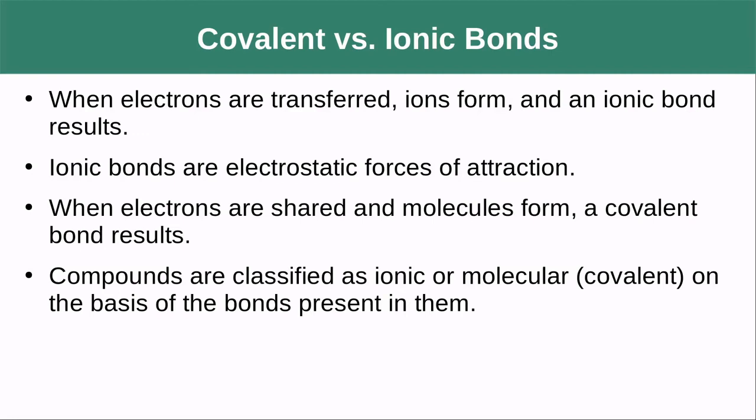All right, so covalent versus ionic bonds. When electrons are transferred, ions form, and an ionic bond can result. These are electrostatic forces. They're pretty powerful bonds that hold the atoms together. However, when electrons are shared between the two atoms, a covalent bond results. We classify compounds according to what kind of bond they have, whether they have an ionic or a molecular bond.